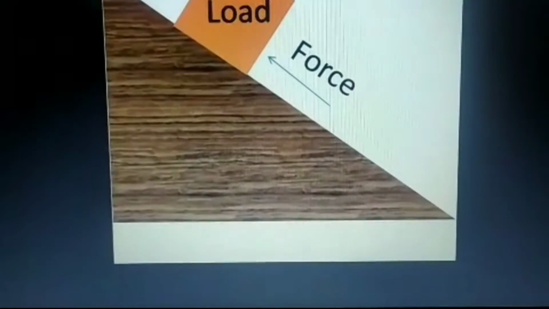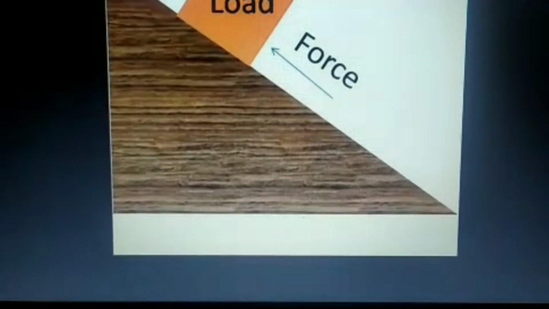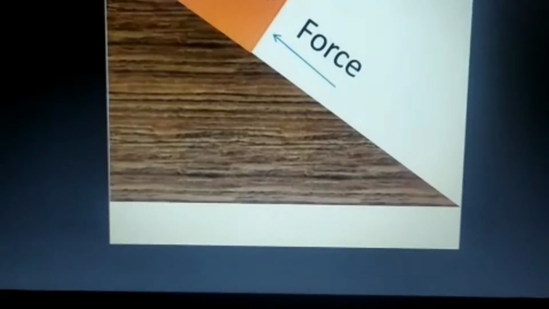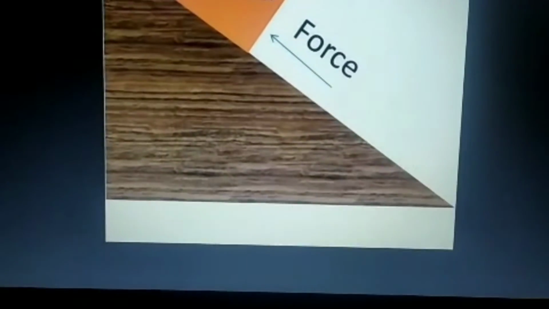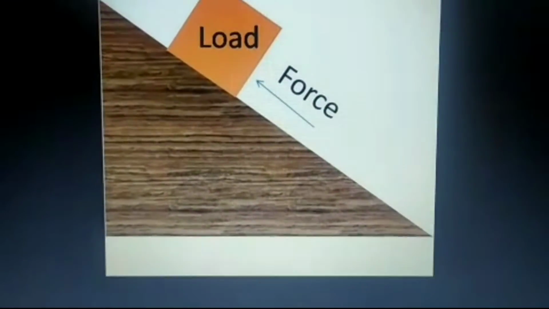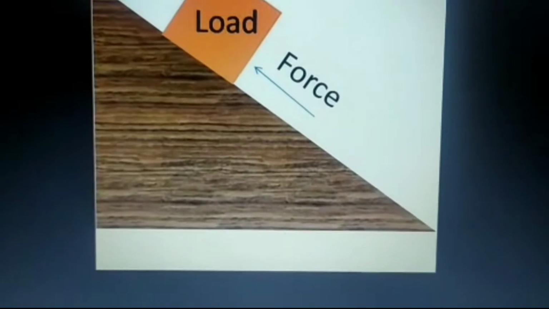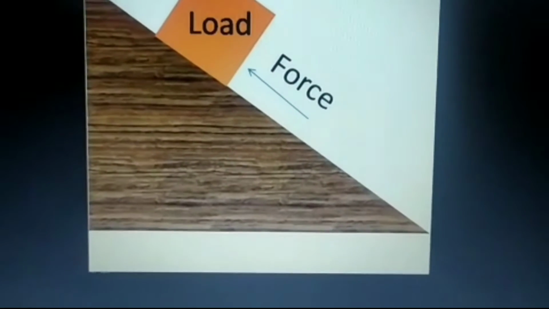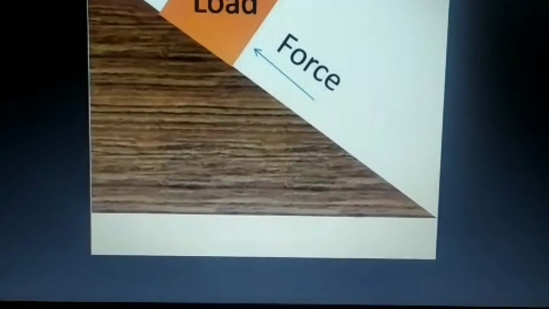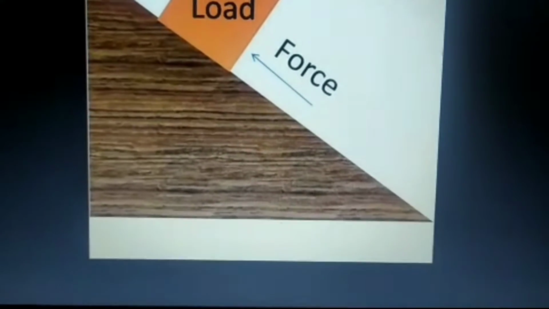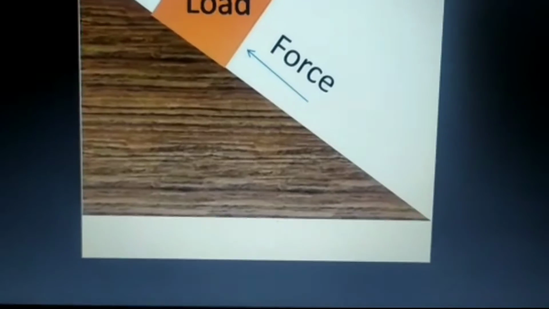Acceleration is produced when mass is acted upon by a force. The speed, the rate of change in distance, is called the velocity. The rate of change in velocity is called acceleration. Its unit is meter per second squared, and velocity is meter per second.